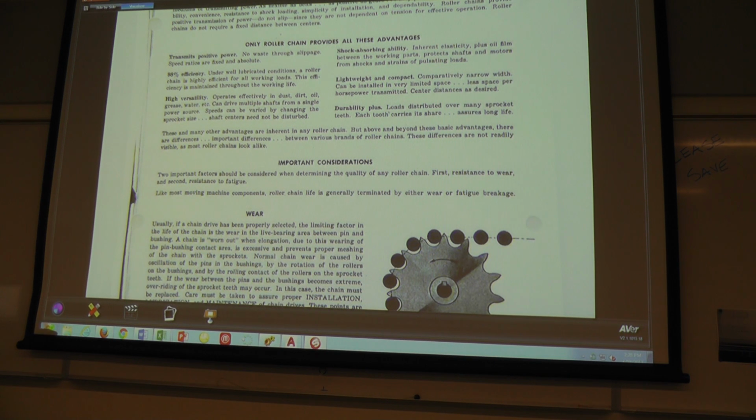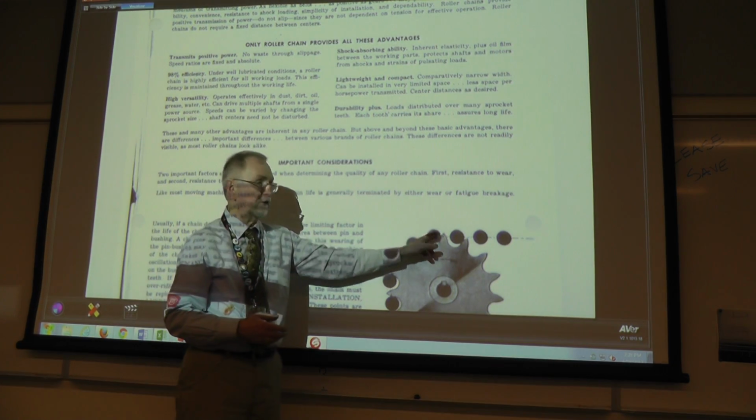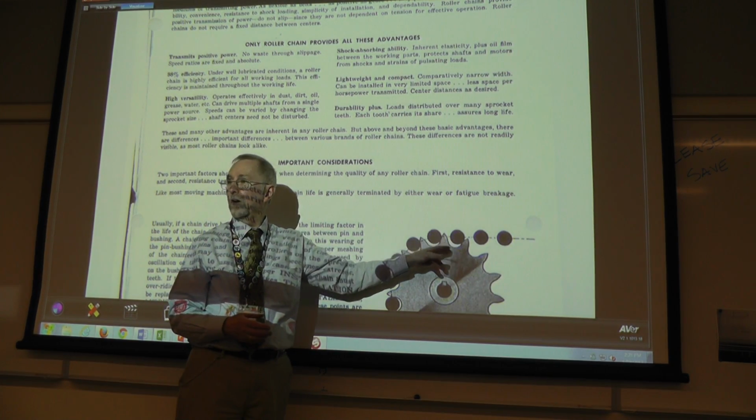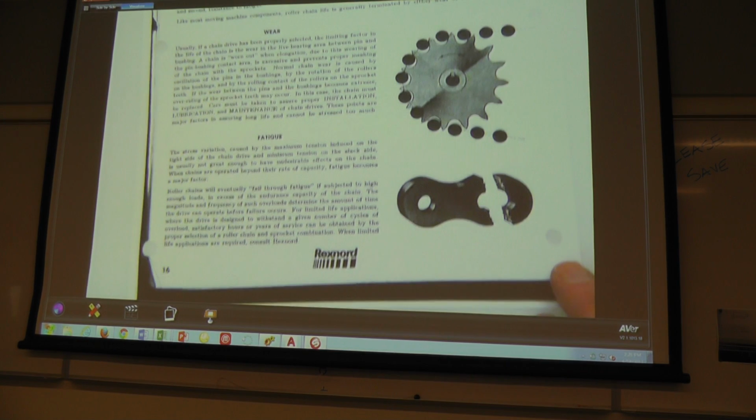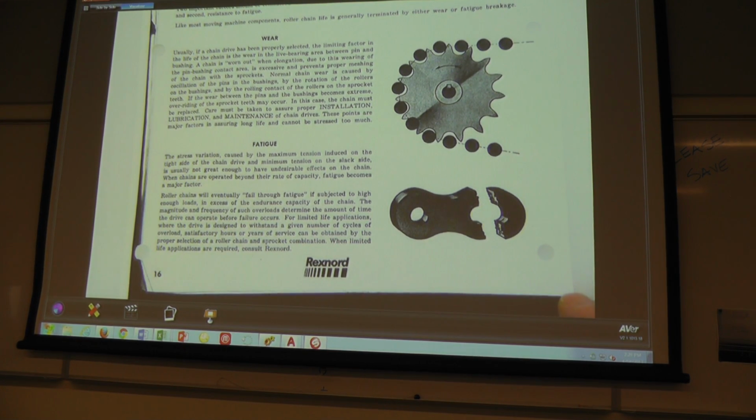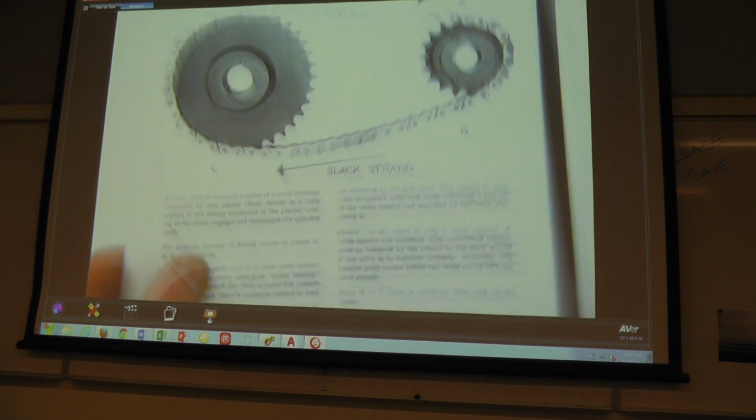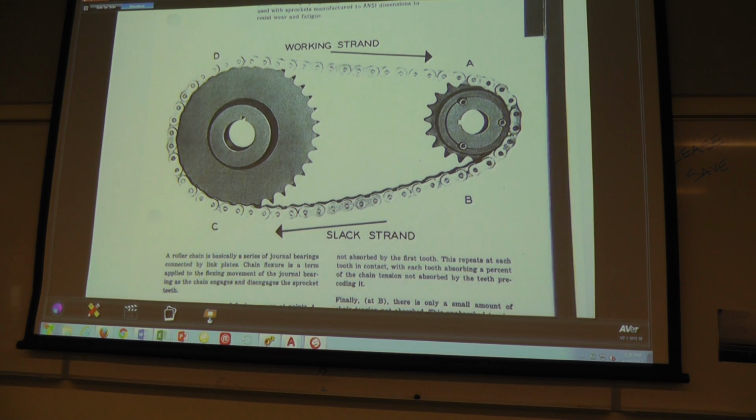Two important factors would be considered when determining the quality of any roller chain: resistance to wear and resistance to fatigue. So the wear is going to come with the rollers as they react with the sprockets themselves. That's where the wear is going to come in. Or the side links can fatigue and fracture, failing through fatigue. There are calculations that can be done, which we're not going to worry about.